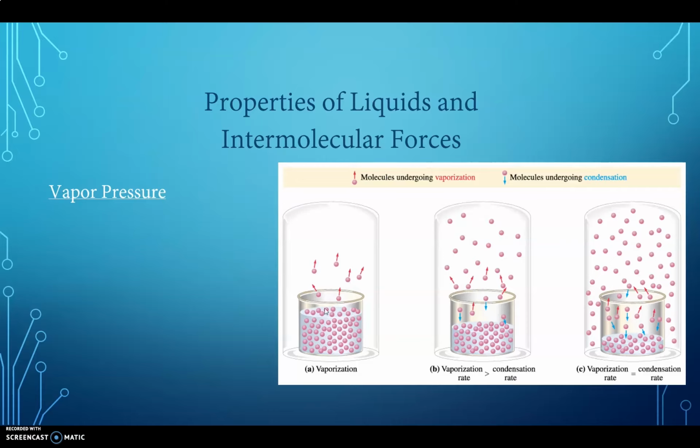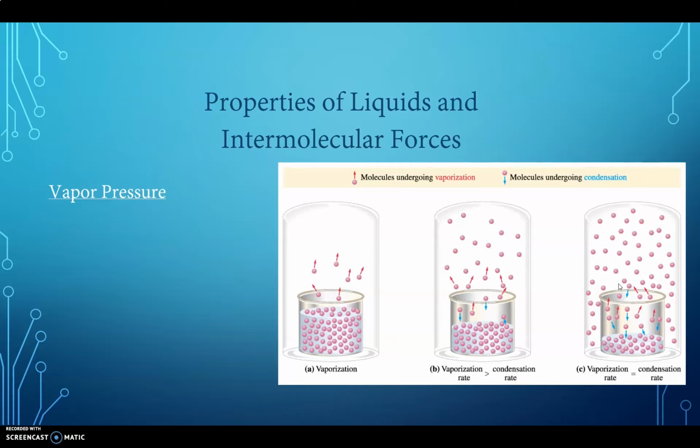So in the beginning, it's a one-way trip. All the molecules are leaving the liquid. They are evaporating or vaporizing. After a time, some of the molecules begin to condense, so condensation occurs, but still vaporization is happening faster than condensation, so more and more molecules begin to build up in the air.